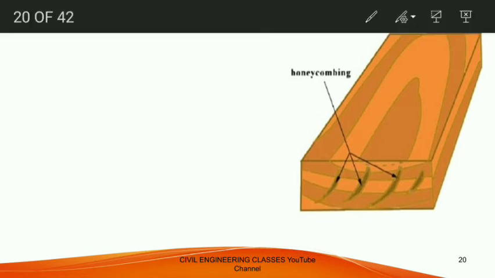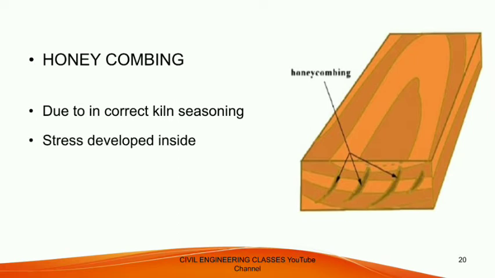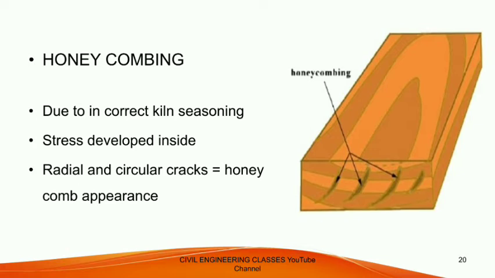Next one is honeycomb. Honeycomb is mainly due to incorrect kiln seasoning. There will be some internal cracks formed. They may be radial cracks or circular cracks. Both the radial and the circular cracks will form a honeycomb-like appearance. It is called a honeycomb. This happens during the drying. Some stresses will develop inside the timber that will lead to cracks.